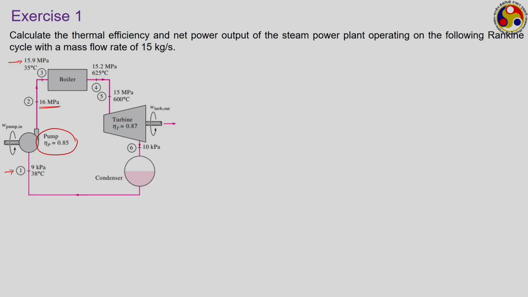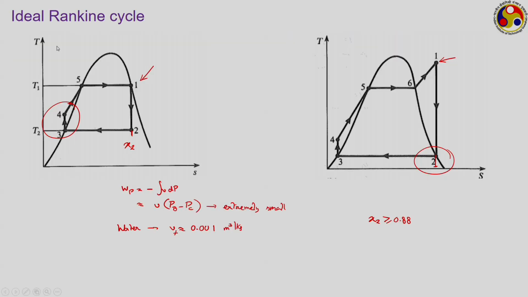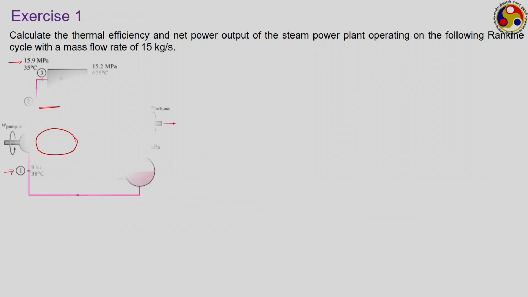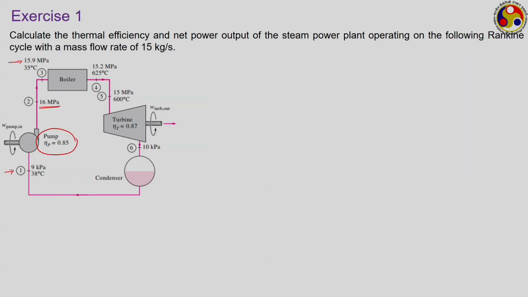Now, in the ideal cycle, like shown in this diagram, both the heat addition in the boiler and heat rejection in the condenser are done at constant pressure. But look what we are having here. At the inlet to the boiler, the pressure is 15.9 megapascal, at the exit the pressure is 15.2 megapascal. So, there is a 0.7 megapascal pressure loss while the fluid passes through the boiler, but it comes out with a temperature of 625 degrees Celsius and proceeds to the turbine.